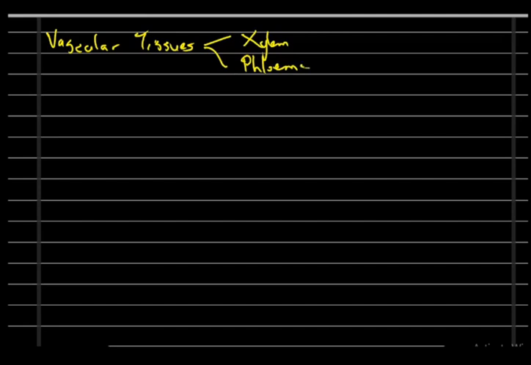In the phloem, we have structures like the sieve tubes. We have the companion cells. Also in the phloem, we have the phloem parenchyma. We have the phloem parenchyma and the phloem fiber.